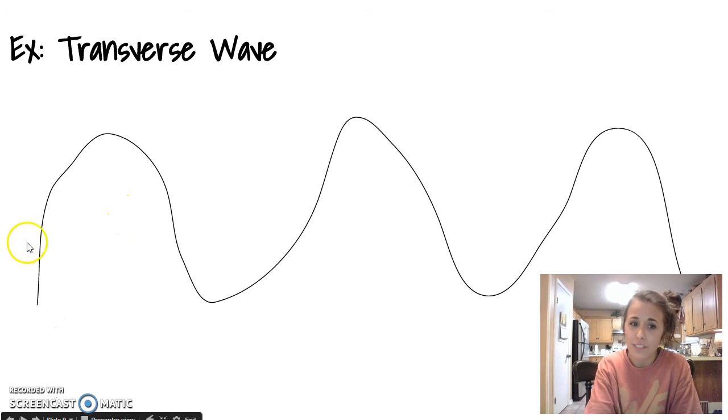So here I have just a really rough sketch of a transverse wave. We know this is a crest, we know this is a trough, a crest, and then another crest. So from this crest to this crest, that is wavelength. From this crest to this crest, that is wavelength as well. And from this trough to this trough, that is wavelength as well.